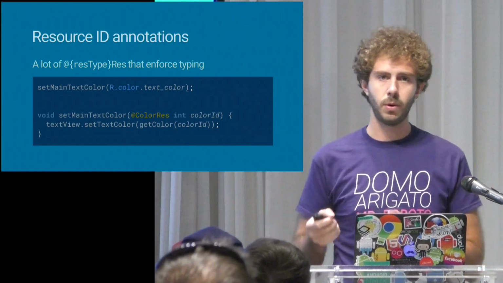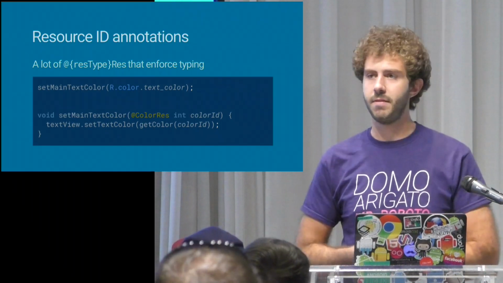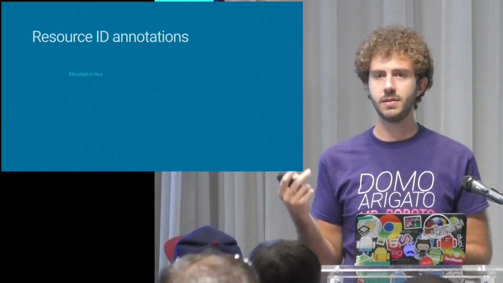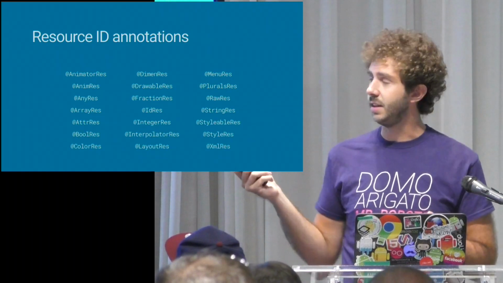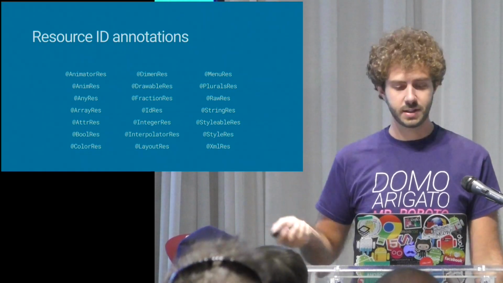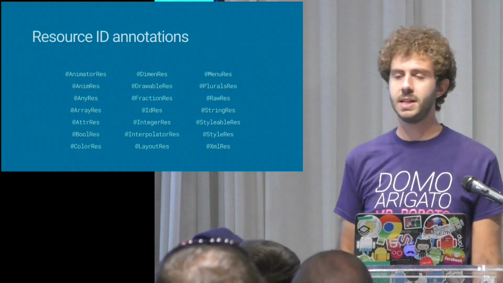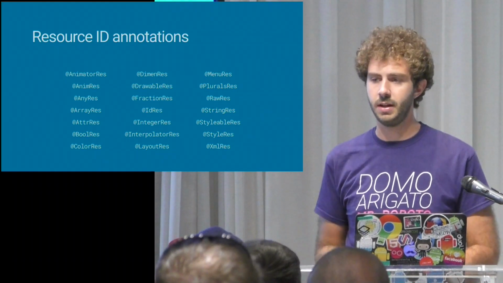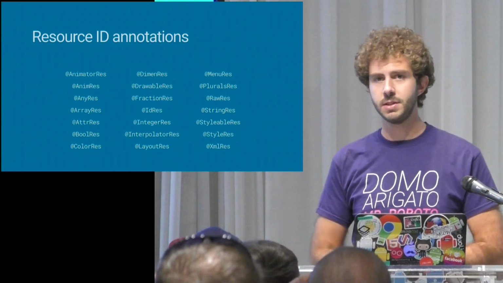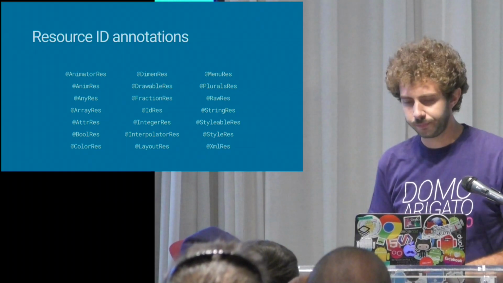And this goes for color, but again, you can have layout, integers, basically anything. There's really a lot of them. There's even one that you can see in the first column, which is AnyRes. Basically, any resource ID is good in there. I don't see that many uses for it, but it's there.